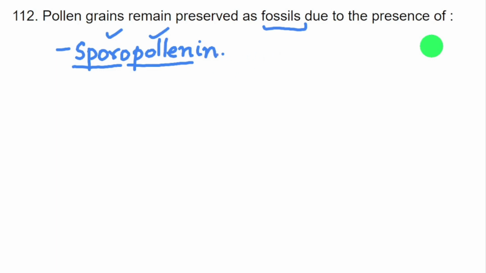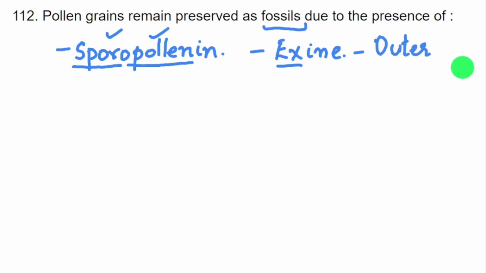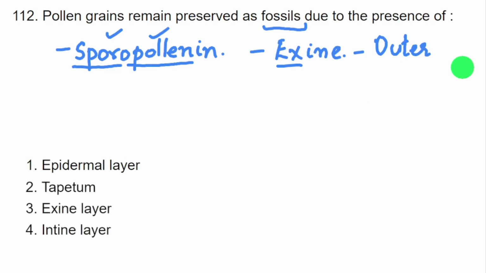So this particular chemical is present in the exine layer of the pollen grain, the outer layer. Exine, as the name suggests, is the outer layer. And always anything which is protective will be outside and it will preserve the inside. So let's look at the options now. Epidermal layer, tapetum, exine layer, intine layer. So I was hoping for the option sporopollenin, but they have given a more general word, exine. So exine is the answer.